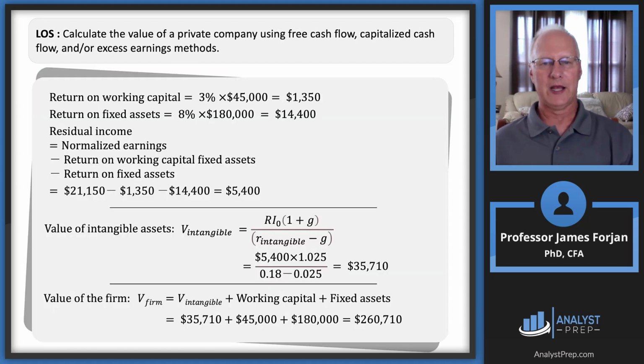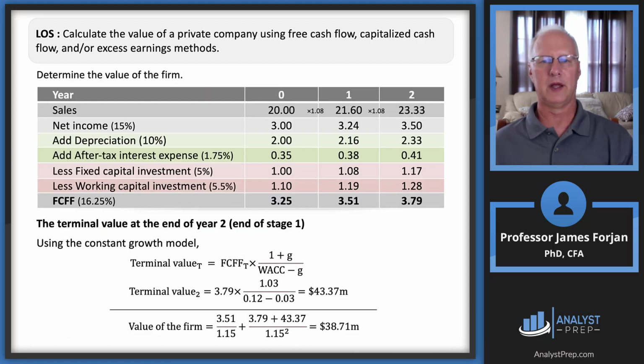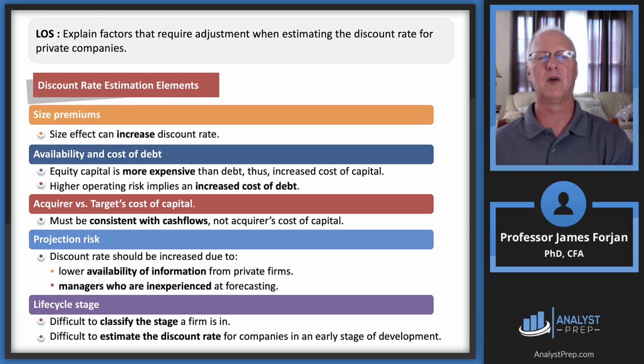Now, of course, back here in this problem, we were given 18%, right? And back here, we were given 12% and 15%. So we have to ask ourselves the question, what does this LOS tell us? Explain factors that require adjustments when estimating the discount rate, right?